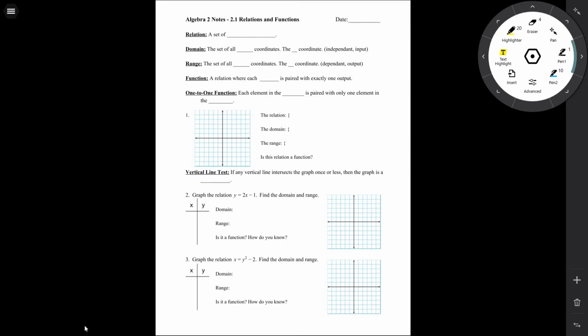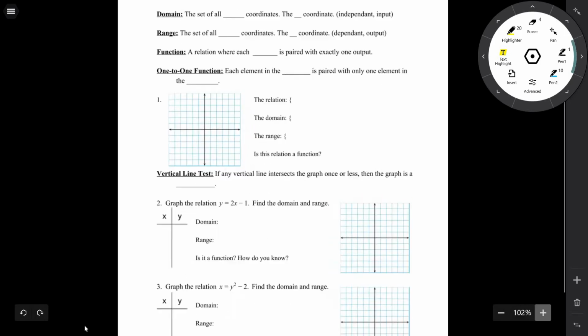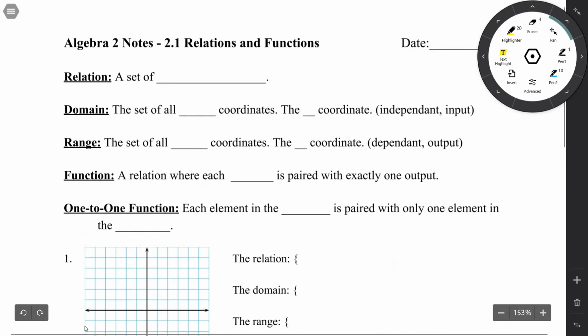Chapter 2, as we go through it, you'll come to realize that it is very much like Chapter 1, in that it's a review of many of the Algebra 1 concepts that you may have already learned, but we'll just go into a little bit more depth as we jump through them. So let's jump right into them. Again, Chapter 2.1 is just relations and functions.